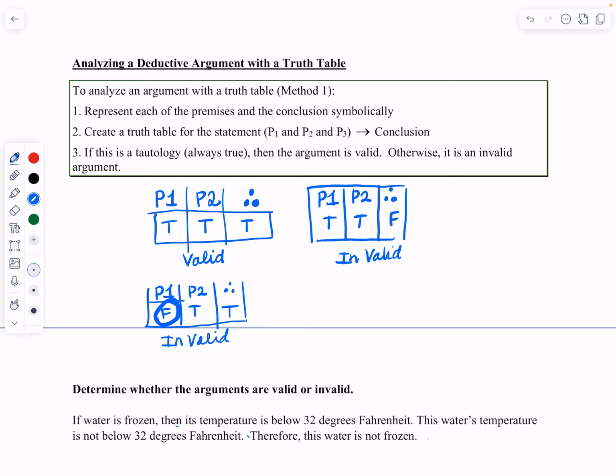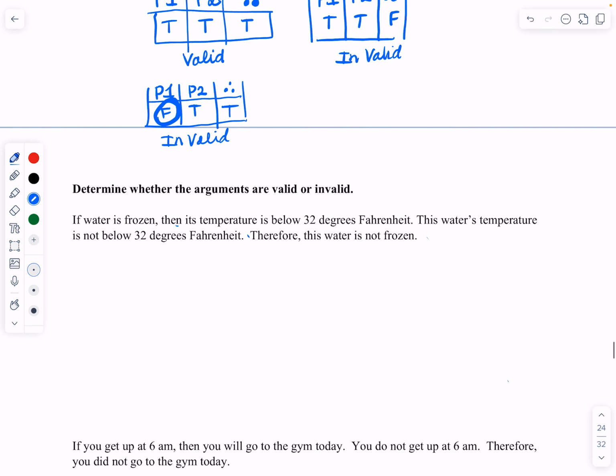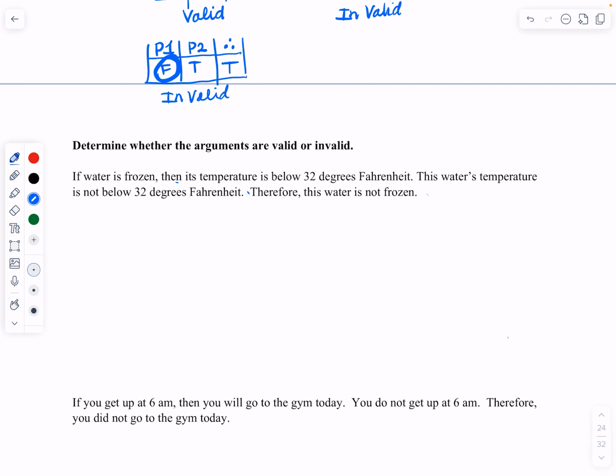Let's go ahead and look at some examples. Determine whether the arguments are valid or invalid. When you get this, you have to read through it and write everything out symbolically. Let's check it out. If water is frozen, then its temperature is below 32 degrees Fahrenheit. This water's temperature is not below 32 degrees Fahrenheit, therefore this water is not frozen. Let's figure out what is P and what is Q. We have two things going on. P is water is frozen. And then we also have Q, its temperature.